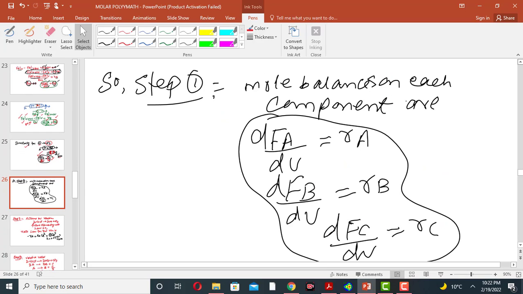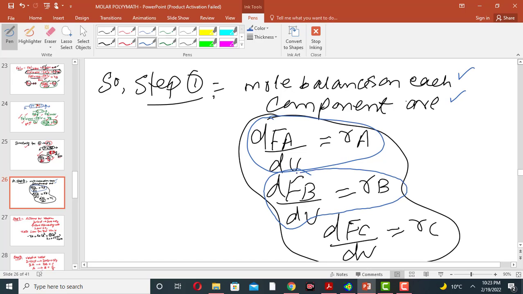Now, what was our step number 1? Step number 1: mole balance on each component. So we apply the mole balance on each component. The mole balance on component A is dFA divided by dV is equal to RA. The mole balance on component B is dFB divided by dV is equal to RB. The mole balance on component C is dFC divided by dV is equal to RC.